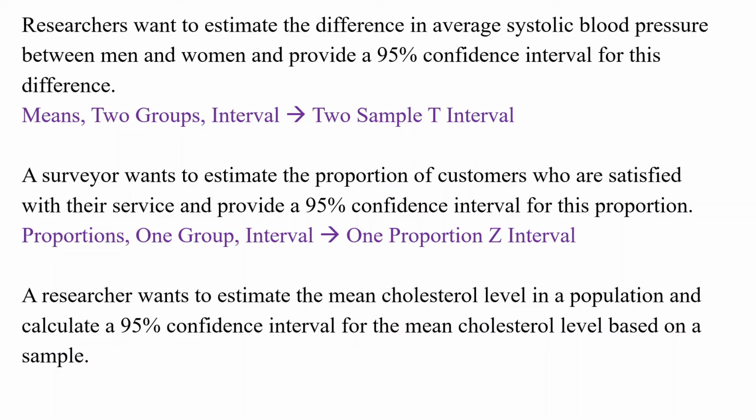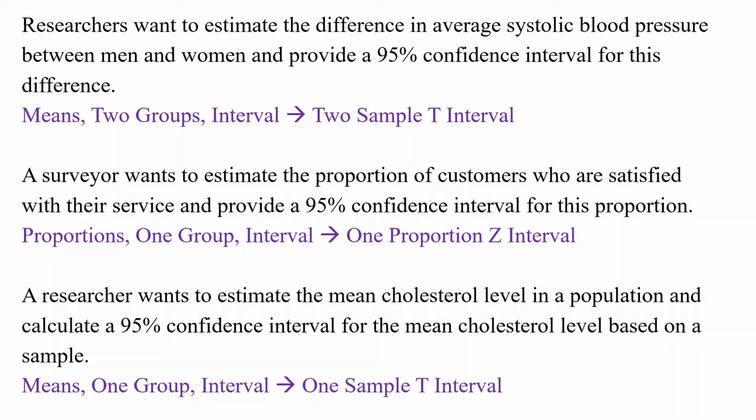Next, a researcher wants to estimate the mean cholesterol level in a population and calculate the interval for it based on a sample. So we're working with means, mean cholesterol level. We have one group because they just want a single population, and they want to create an interval. Okay. So this would be a 1 sample T interval.